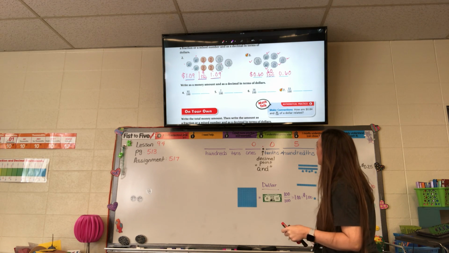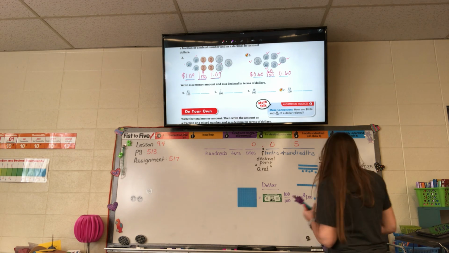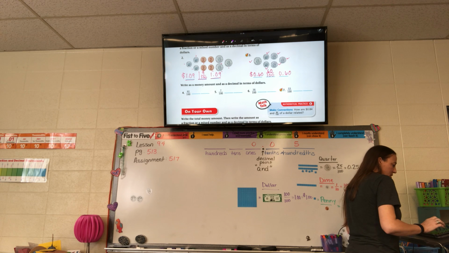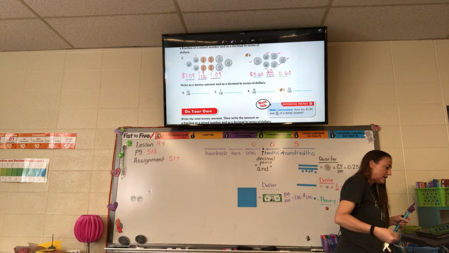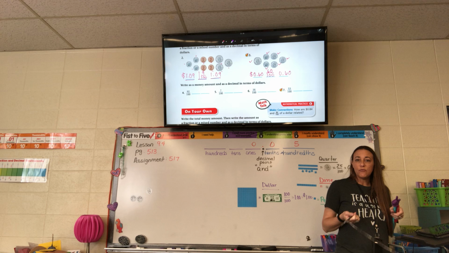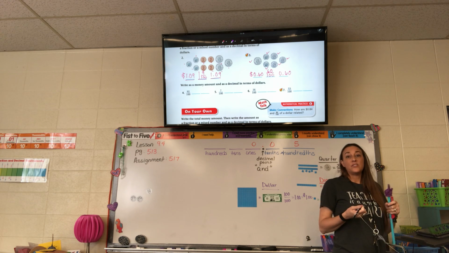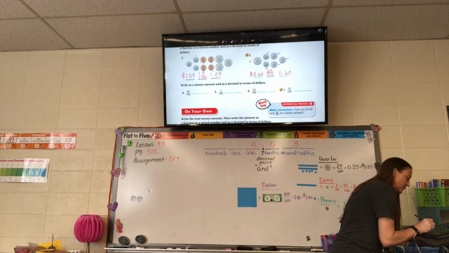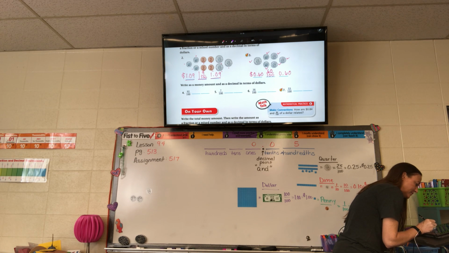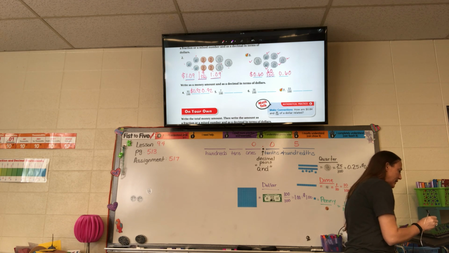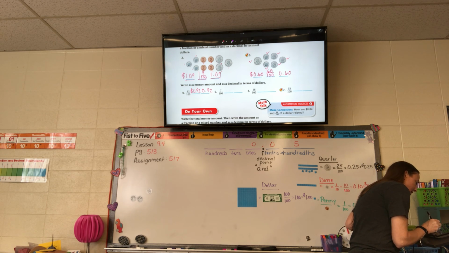Okay. Write as a money amount and a decimal in terms of dollars. So this time we're just writing the same thing over and again without the dollar sign. So we have 92 hundredths, so that would be the same as 0 whole dollars and 92 cents, or 0 and 92 hundredths.